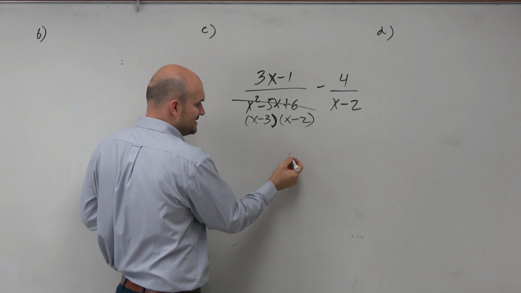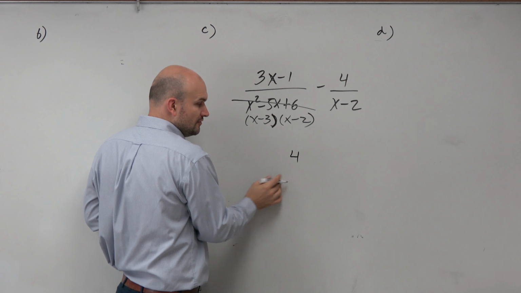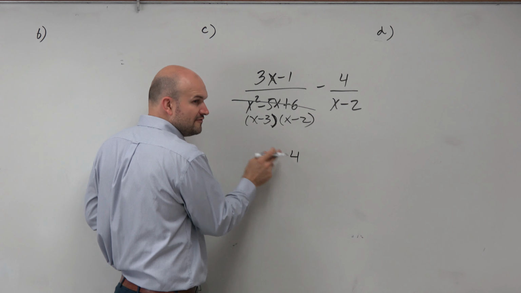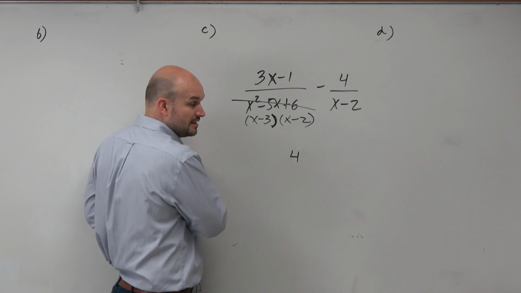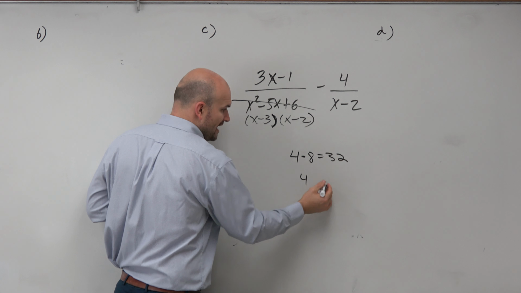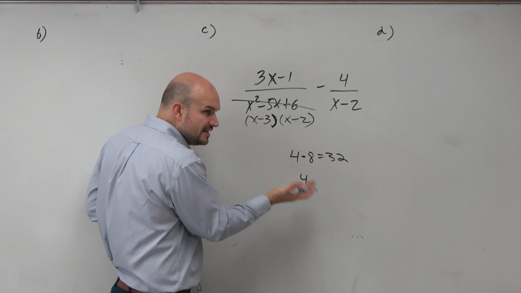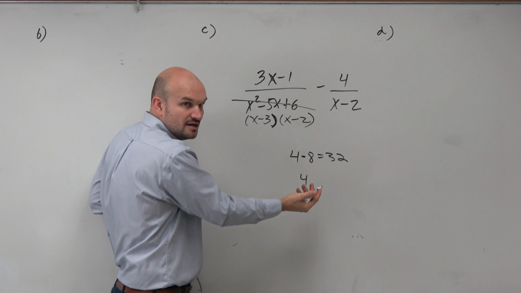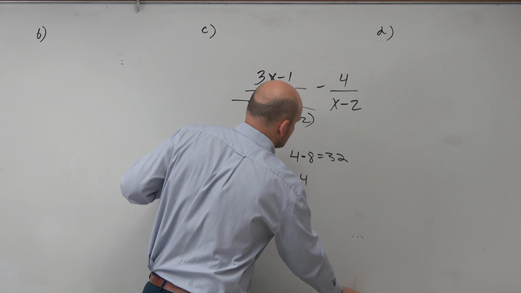Like, for instance, if I say, like, here's 4. 4 is a factor of 4, right? And if I multiply 4 by 8, that gives me 32. Is 4 a factor of 32? Yes, of course, because you just multiplied by something else. Agreed?